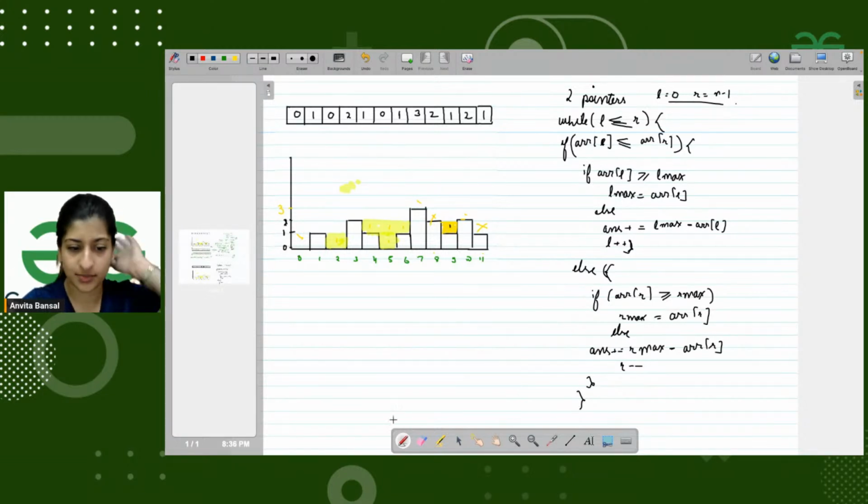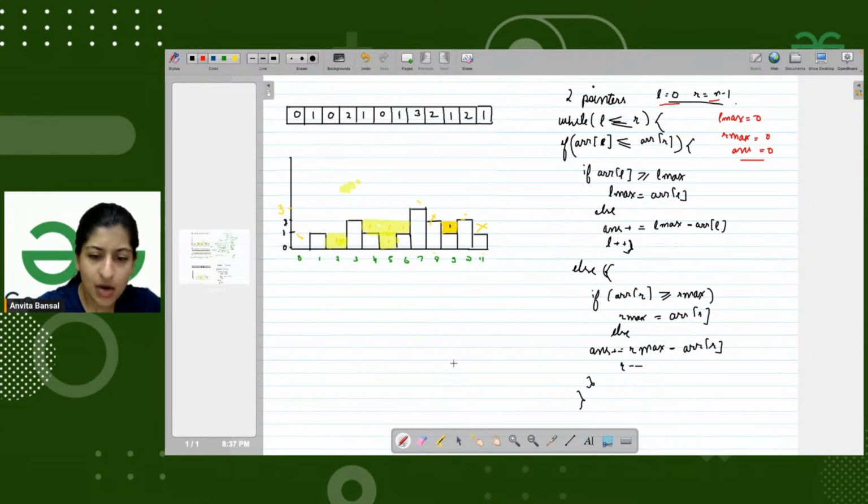Let's understand this one. What I'm saying here is, let's take two indices, left and right, and two maxes, L max, which will initially be 0, and R max also initially 0, and answer is the amount of water that is going to be stored. So initially that is also 0. So these are the variables that I have taken. Now, how do we understand it?